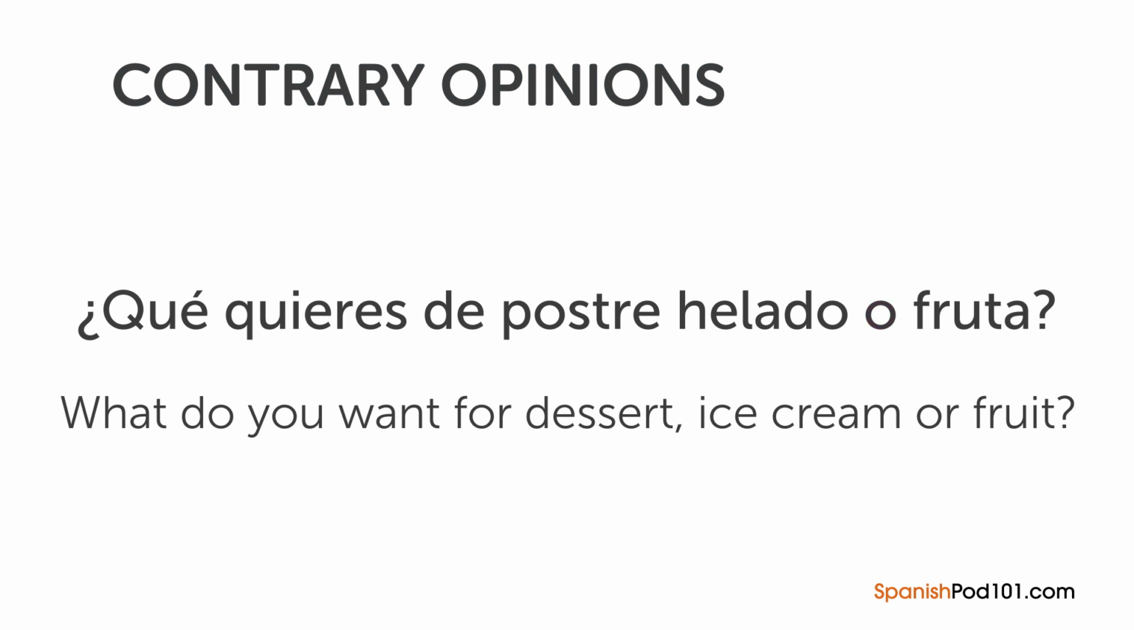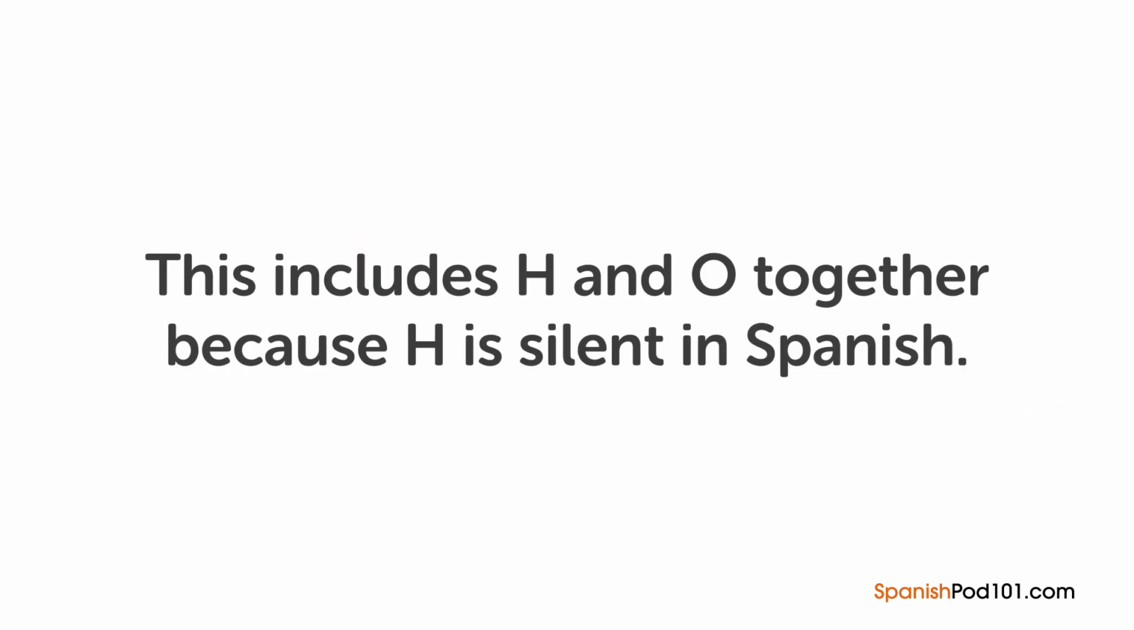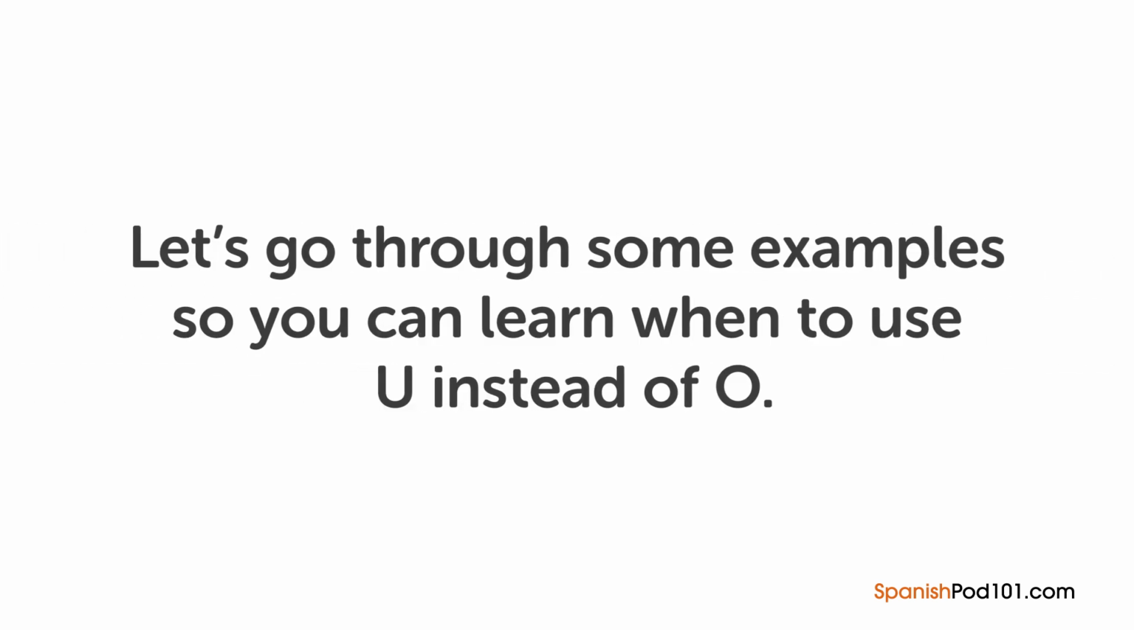Now, on to the question for this lesson. O changes to U when OR precedes a word that begins with an O sound. This includes H and O together because H is silent in Spanish. Let's go through some examples so you can learn when to use U instead of O.